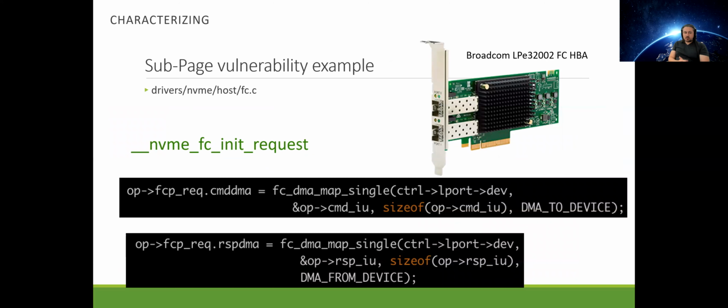So let's see an example of something live. One example is the NVMe Fibre Channel driver. And in the init request, when the host wants to read or write something for a storage device via the Fibre Channel, the communication happens via DMA. In this case, this command data structure, which is 96 bytes long, is mapped to the device. The second thing that happens is the response is also mapped, and its size is 32 bytes. And it allows the device to write to that page.